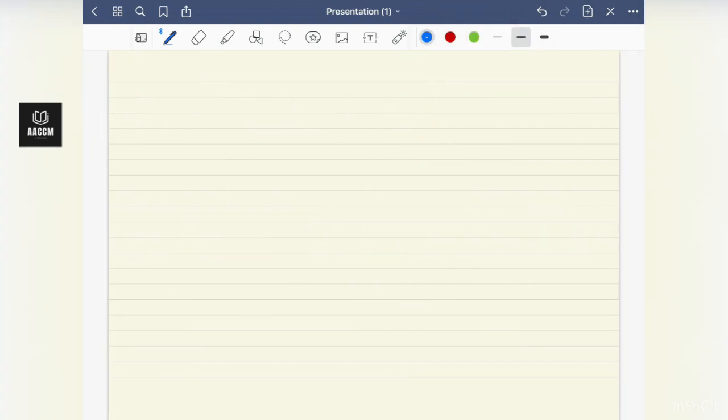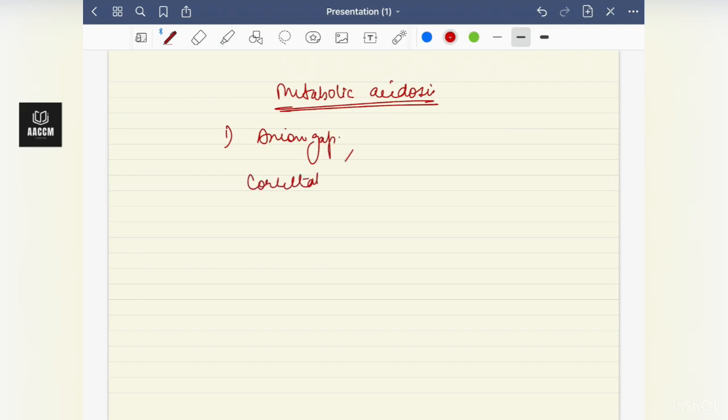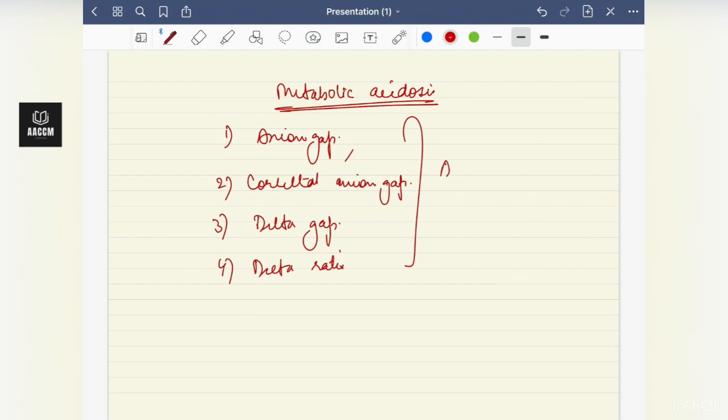Again, we have to remember one very important point: if it's metabolic acidosis, we don't have to stop there. We have to see the anion gap, the corrected anion gap, the delta gap, and the delta ratio. All these topics will be dealt with in another lecture because of the shortage of time here.